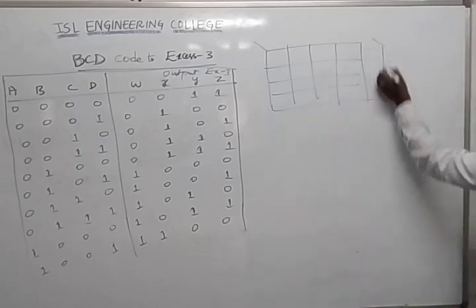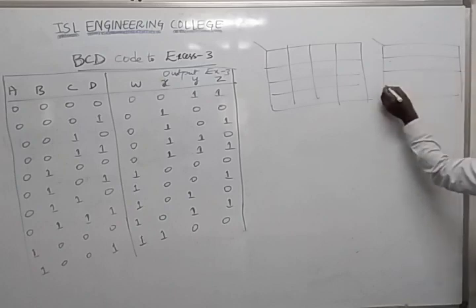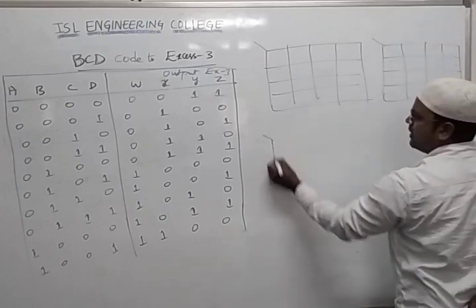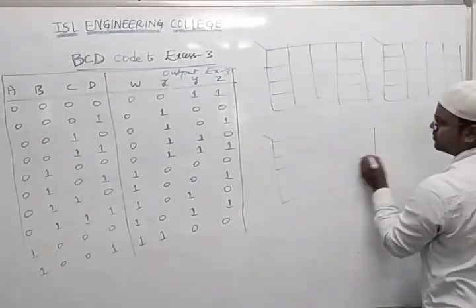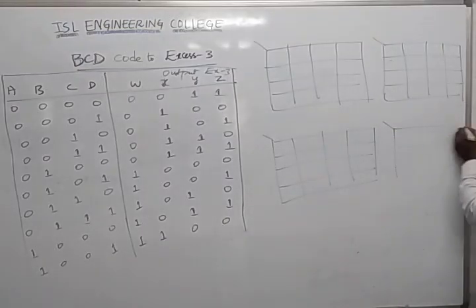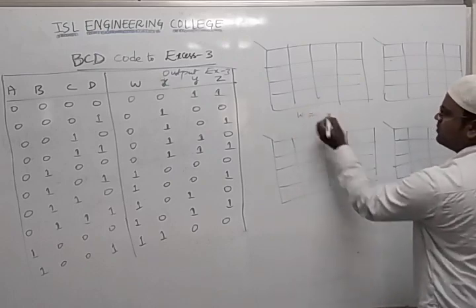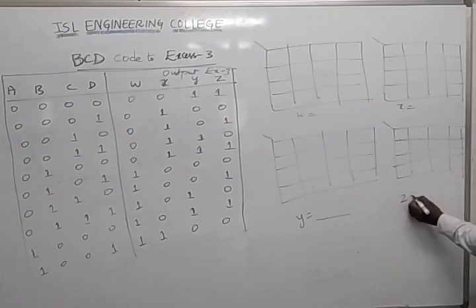Next, I'll draw another K-map here. So 1 2 3. Likewise I can take this. Next I have one more. So 1 2 3. One more I can take here. So 1 2 3. Okay, so these are the K-maps: first for W, next X, next Y, next Z.